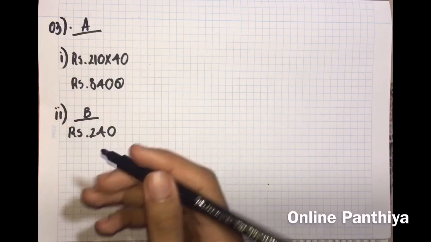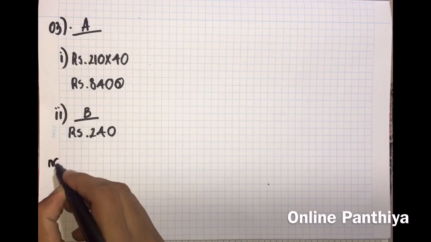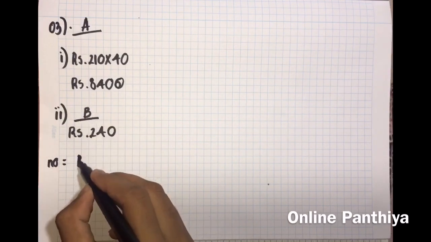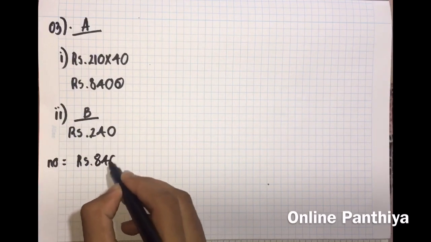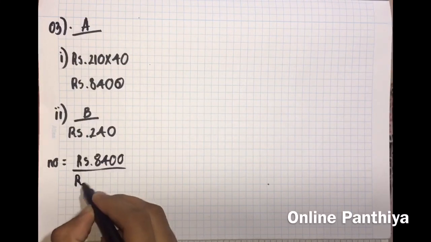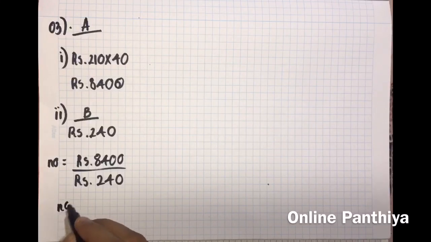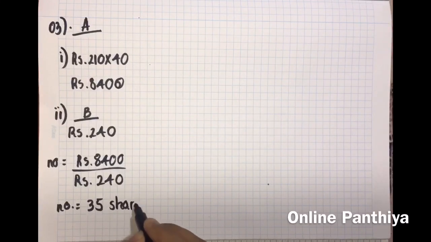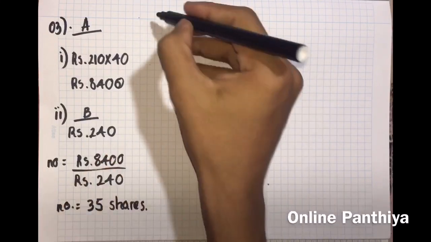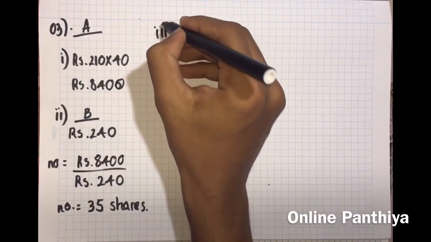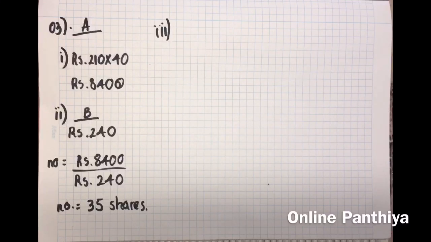So he is investing the total amount he got here. They are asking you to find the number of shares. How do you find it? This is the total amount, so 8,400. You have to divide by 240. So once you divide, the number of shares you get is 35. So altogether, he owns 35 shares in company B. I hope that is clear. Got it? Those are easy, okay?